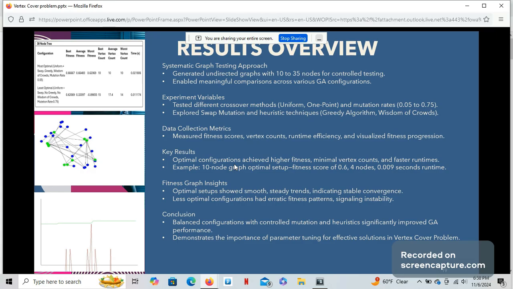So fitness graphs confirm this, showing that the optimal configurations displayed smooth, steady trends indicating consistent convergence. On the other hand, least effective setups had erratic fitness patterns. So altogether, these results highlight that certain configurations can significantly enhance the performance in efficiently solving the vertex cover problem.